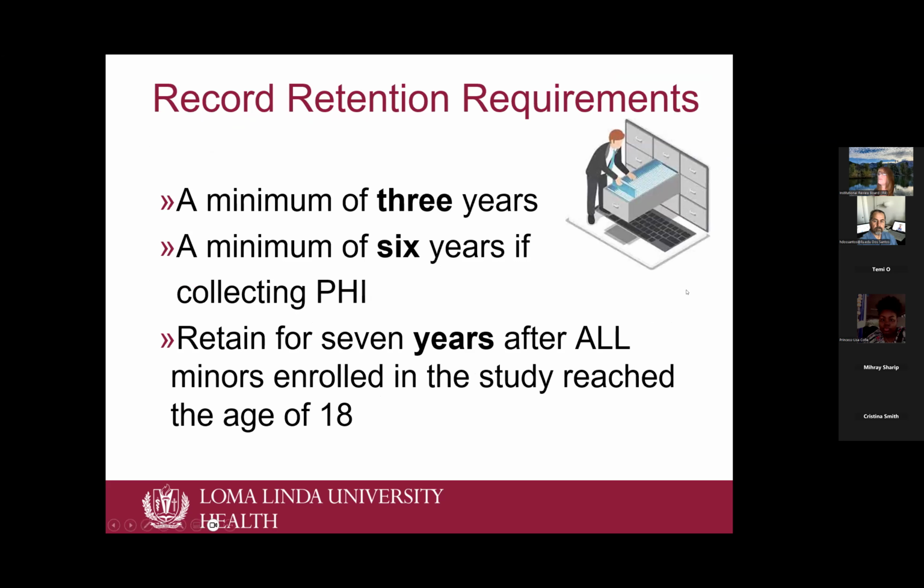And then once you've completely closed the study with the IRB, there are record retention requirements. So basically the minimum is 3 years. If you are collecting PHI, then it's going to be a minimum of 6 years. If you are enrolling minors in that study, then you need to wait for that very last subject enrolled. Once they all turn age 18, then you need to retain for 7 years after that.